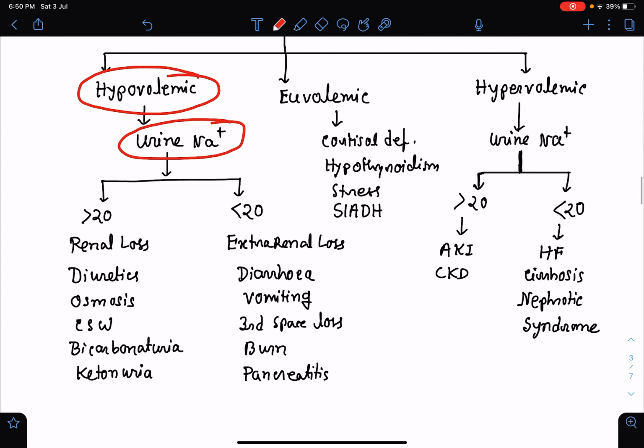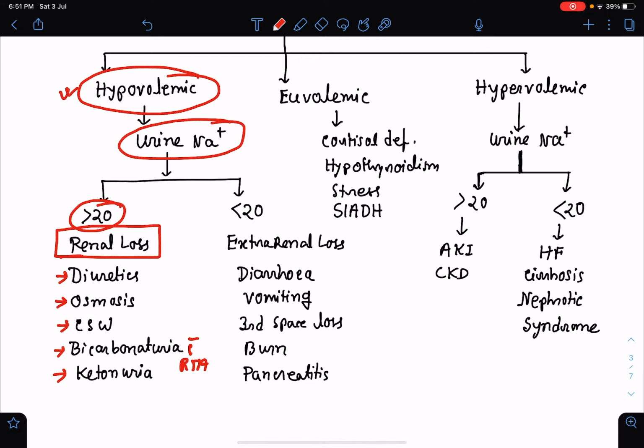If urine sodium is more than 20 milliequivalent, then it is because of renal loss. That means the sodium loss is because of some renal mechanism. So it may be due to use of diuretics, osmotic diuresis, cerebral salt wasting syndrome, bicarbonaturia with renal tubular acidosis, or ketonuria. So these are a few causes of renal loss of sodium in hypovolemic hyponatremia.